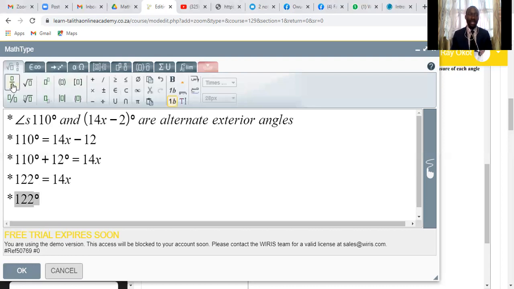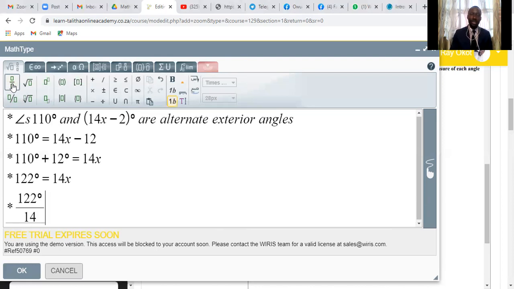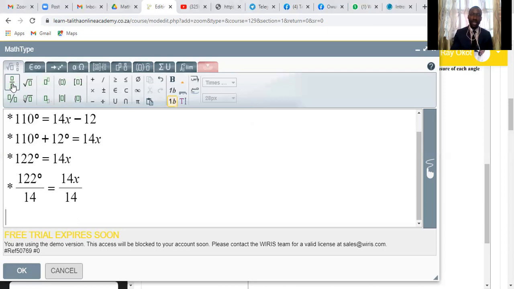We divide. We want to divide this quantity by 14, so that on the right hand side, we will also be having 14x, okay? The whole thing. We also divide by 14. Now what then happens is that we are going to be left with x on one side of the equal sign. That is on the right side of the equal sign, we will be having x.